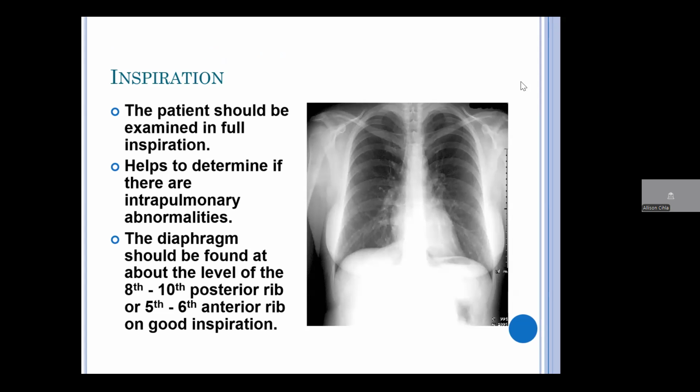In order to get a good chest X-ray, the patient should take a full inspiration. This helps to determine if there's any sort of intrapulmonary abnormalities. In order to determine whether the patient got a good inspiration, you should see the diaphragm at about the 8th to the 10th posterior rib, or the 5th to 6th anterior rib on good inspiration. This chest X-ray here is considered a good inspiration. If you count the posterior ribs, we are at 1, 2, 3, 4, 5, 6, 7, 8, about ninth posterior rib.